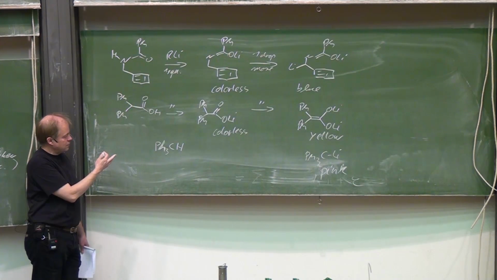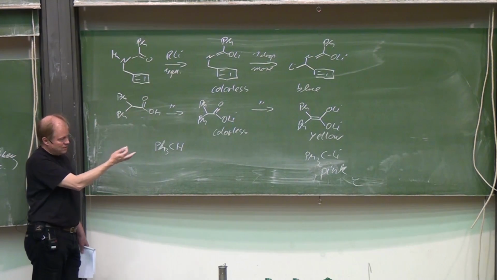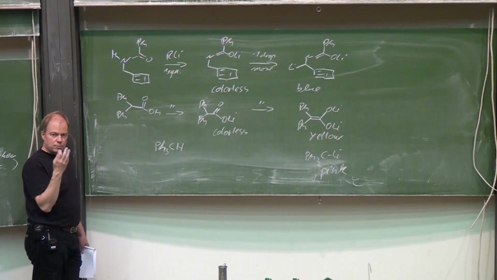Having a triphenylmethane solution and adding butyllithium, a strong base, will give immediately the pink color. So the trick is you need a system which you can deprotonate twice. And with the second deprotonation, you get the formation of that color. So, very simple.